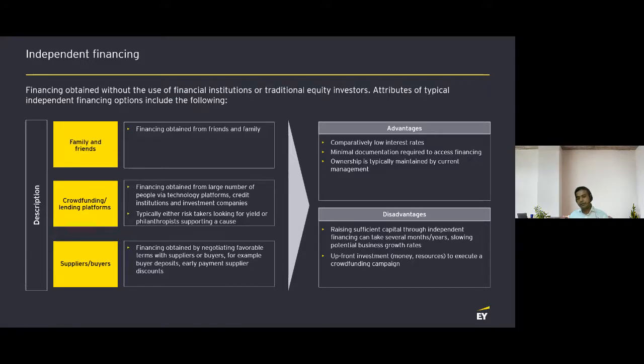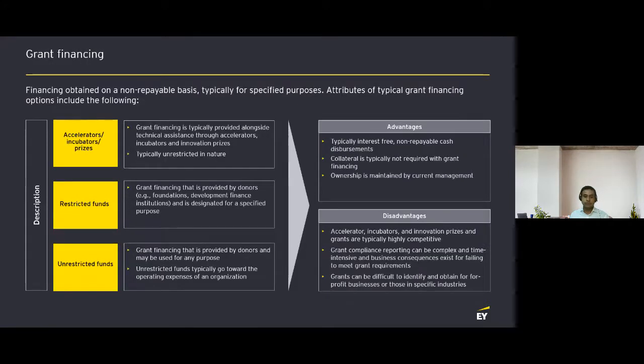Of late, and I think this is really helpful, crowdfunding and lending platforms have become really instrumental and powerful. I know that I have used a number of them to fund a few of the startups that I've invested in. So these are very powerful tools, and I would encourage all the people on the call to utilize them to the extent possible. And clearly suppliers and buyers, and we'll come to that afterwards in the cash flow section, because they are your own stakeholders.